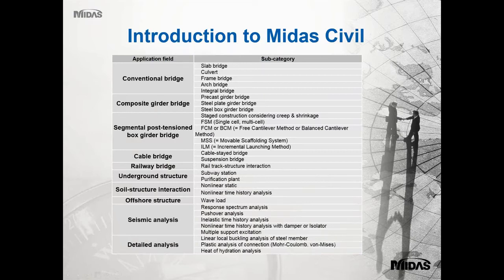Midas Civil, which we will be using today, is a bridge analysis and design software. It can do conventional bridge analysis such as slabs, culverts, frames, arches, composite girder bridges, which we'll be showing today, segmentally constructed post-tension box girder bridges, which involves different methods of construction like the segmental or span-by-span construction methods, cable bridges like cable stayed and suspension bridges, and we have underground structures, and you can also do seismic analysis and detail analysis, which involves lateral torsion buckling analysis for plated girders.